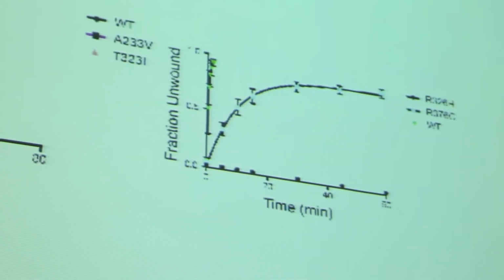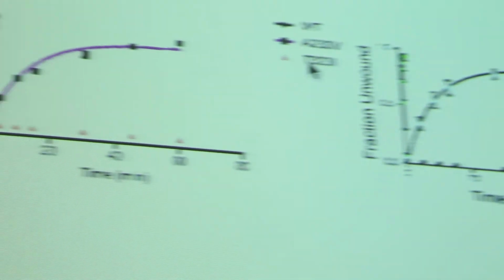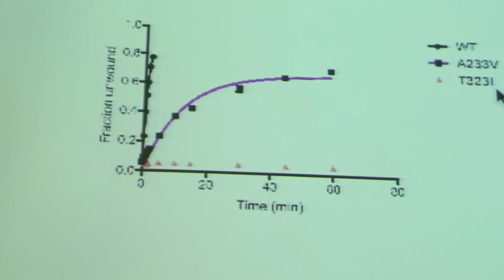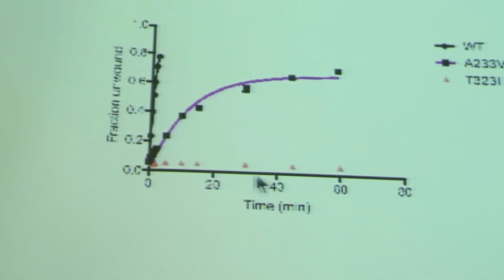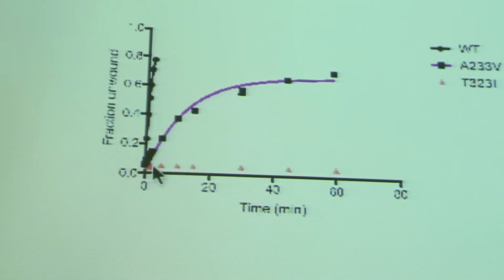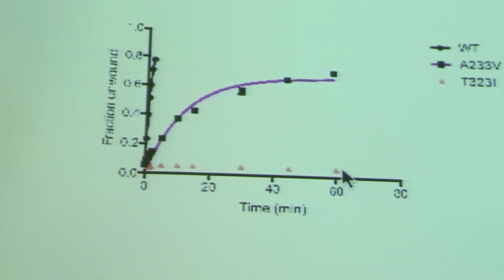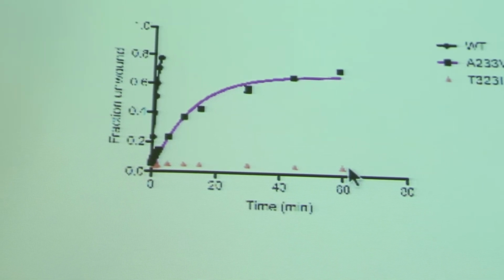And then there's this other one here, T323I, so threonine 323 isoleucine. And those changes result in essentially no activity. So it's like the protein is completely broken. It doesn't work at all.